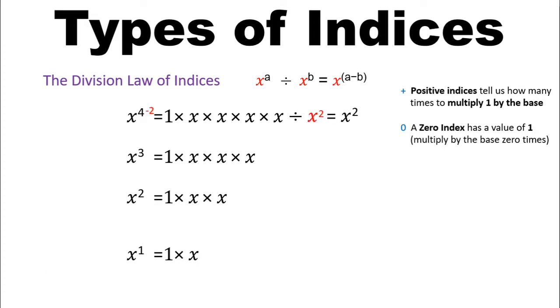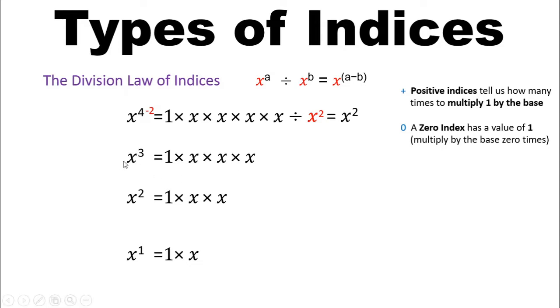So x to the power of 4 minus 2 would be 1 times 4 x's divided by x squared. 4 take away 2 will give me x to the power of 2. Let's continue this pattern to see what we end up with.